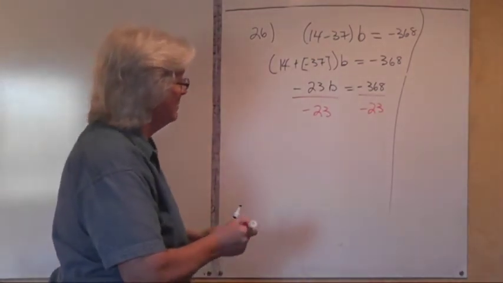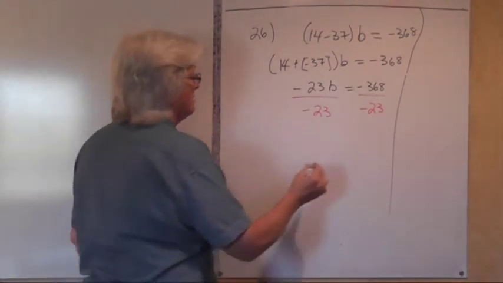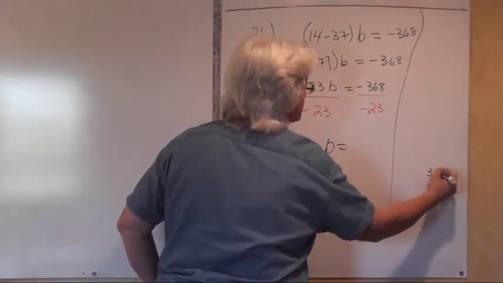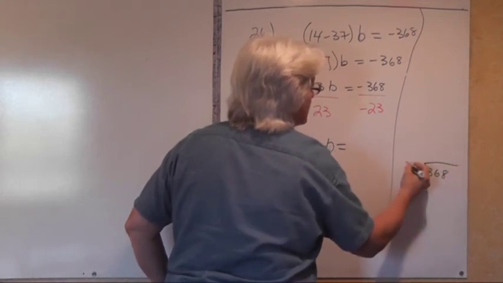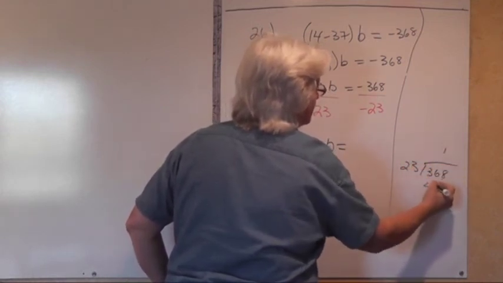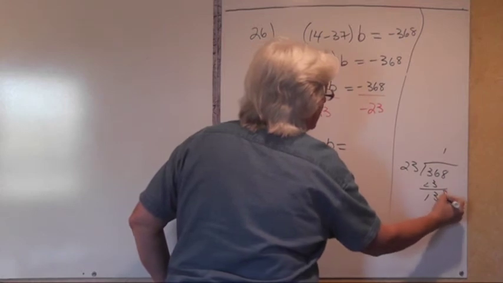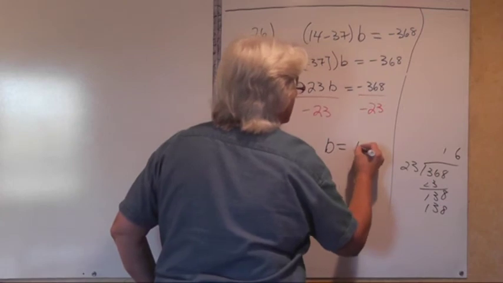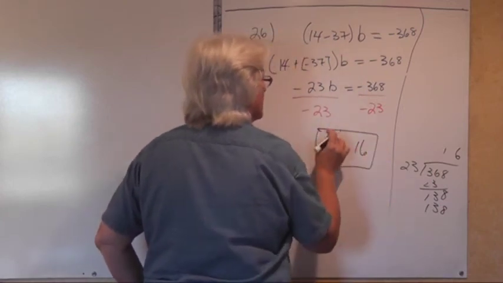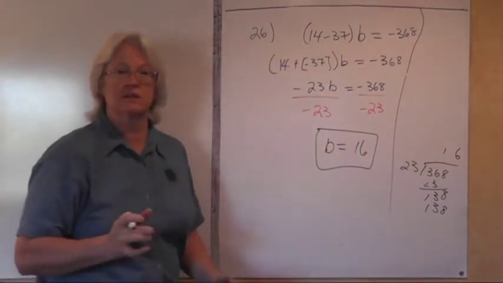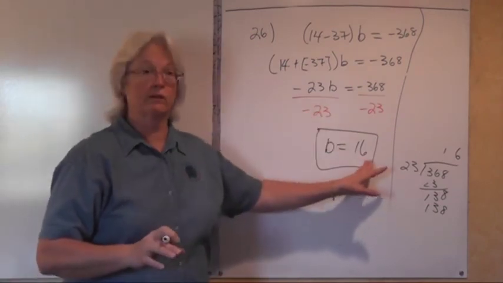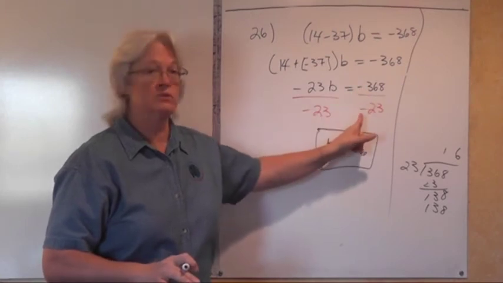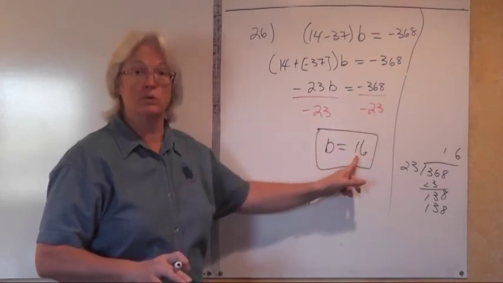We now have b is equal to, let's see, over here in my scratch side, 368 divided by 23, 16. We have that b is equal to 16. Is my sign correct? Because I'm dividing signed numbers here. Both of the signs are negative, so the quotient is negative.